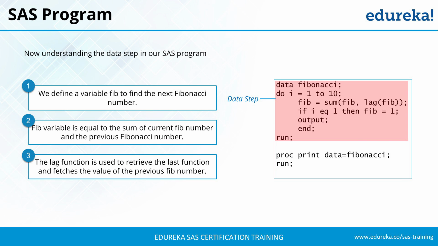Let me explain the code here. We define a variable fib to find the next Fibonacci number. The fib variable is equal to the sum of the current fib number and the previous fib number. The lag function is used to retrieve the last value and fetch the value of the previous fib number. Now, with this lag function you can use a lag of 2. By default it's a lag of 1, the previous number. A lag of 2 is like 2 numbers back.